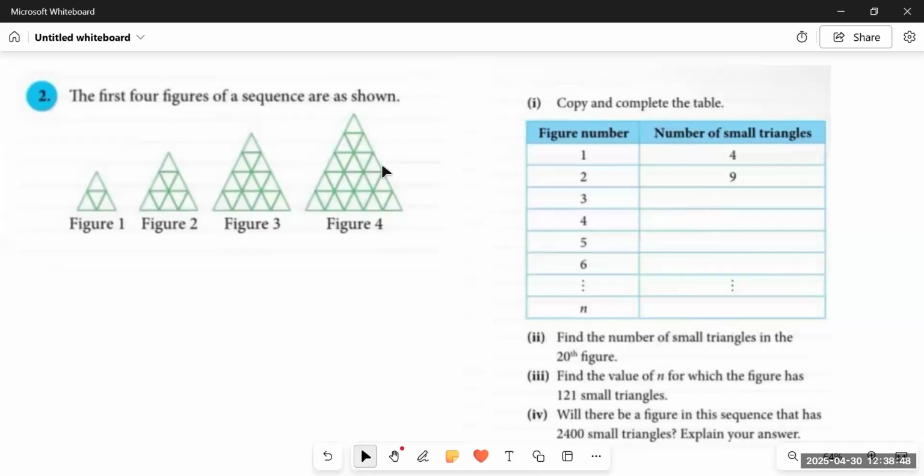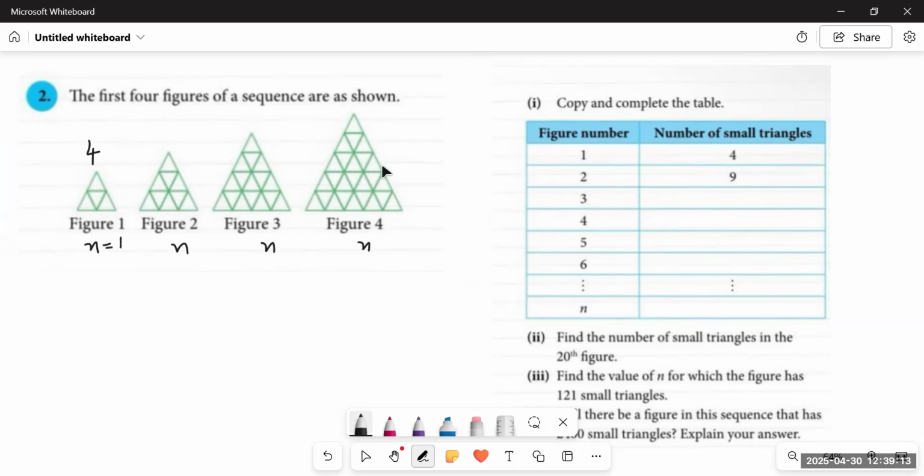The next question says the first 4 figures of a sequence are as shown. Figure number 1 has 4 triangles. So we can write the number of triangles over here. This is n, the number of the figure, and the number of triangles is the formula. So when n is equal to 1, we have 4 triangles.